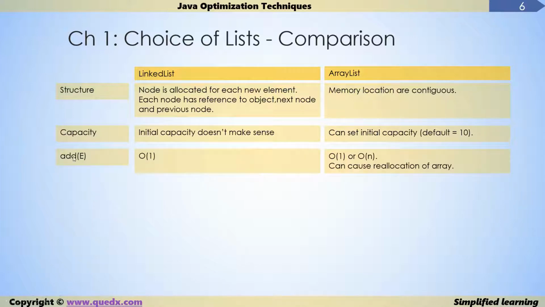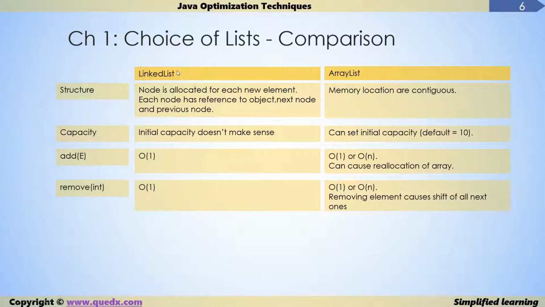The insertion time for adding an element is always constant in case of linked list. In case of array list, the worst case scenario will be n, because when adding an element, if it cannot be fitted into the existing capacity, it will reassign the entire array and copy over the old array to the new array. Hence, the worst case scenario is n. Removing an element from a linked list is always constant. It just removes the node. It will reassign the previous and the next node accordingly. In case of array list, the worst case situation would be n, because the removing of element can cause shift of all the next elements.